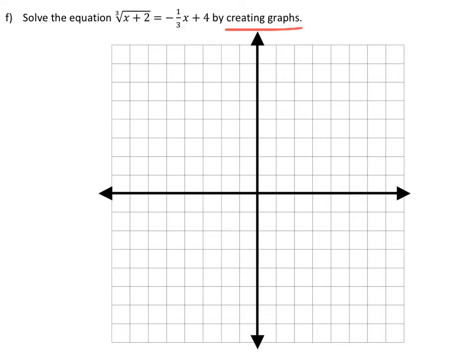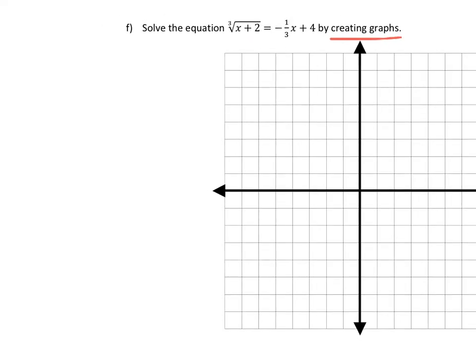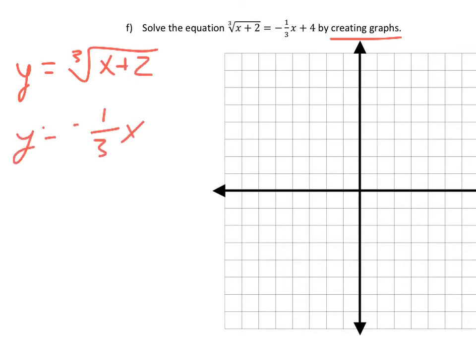So it looks like we have two completely different equations or two completely different functions. So maybe let's start by writing those as two different functions. Our first one is going to be y equals the cubed root of x plus 2. And the second one is going to be y equals -1/3 x plus 4. So this looks like a system of equations from a few units ago. If both of these equal y, then their counterparts must equal each other. And that's how that huge, scary-looking equation was formed.